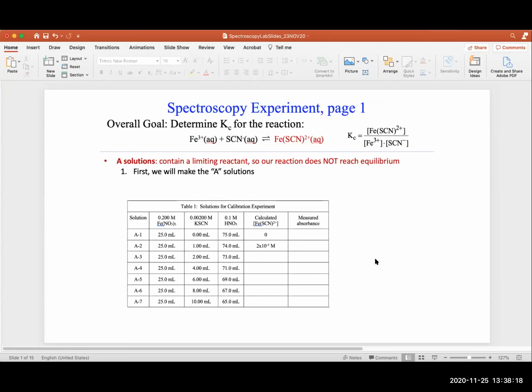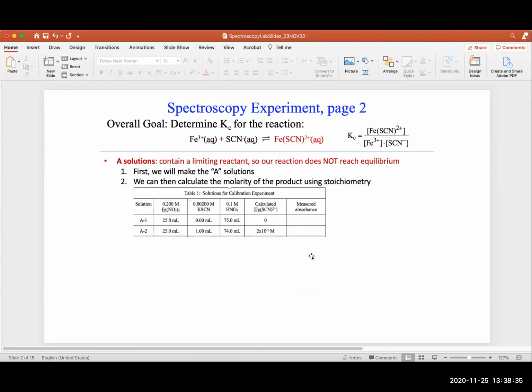Questions on page 1. Again, the goal of the A solutions is that we can calculate the amount of product. Because you know the molarity of the product and you measure the absorbance, we can create a calibration curve, because this will be a linear relationship. So we made the A solutions, and you calculate the molarity of the product. On page 2, that video will show you how to do this calculation.